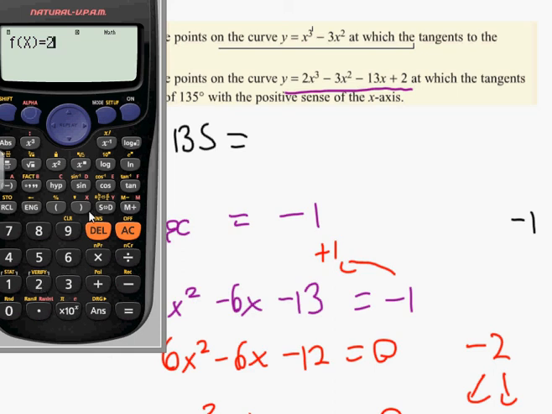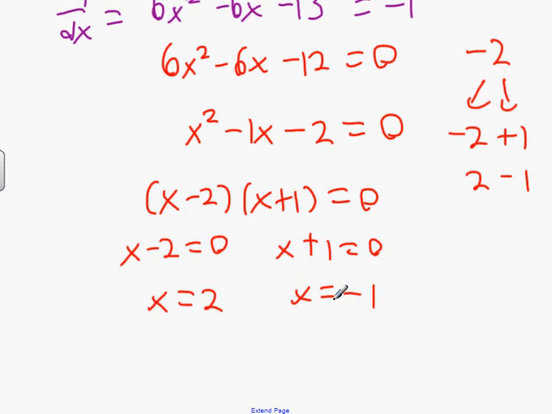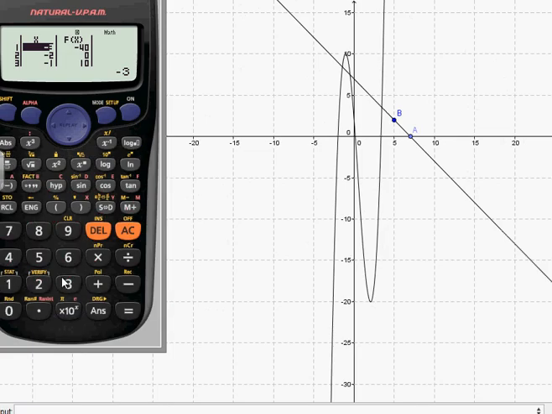So 2x cubed minus 3x squared minus 13x plus 2. Just pretend you're drawing it. And we'll go from about minus 3 to 3 somewhere. What are the two numbers we want? The two numbers we want are 2 and minus 1. So let's check them out again. 2 and minus 1. So the answer for the first one is minus 1, 10.